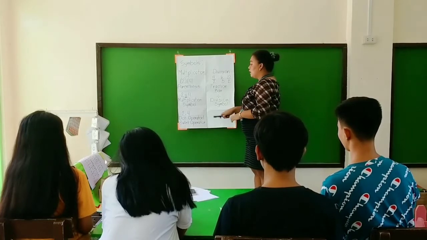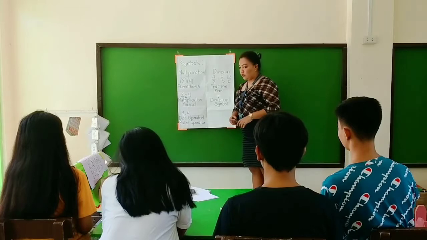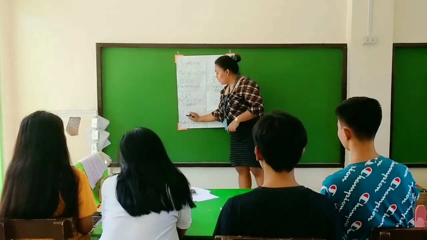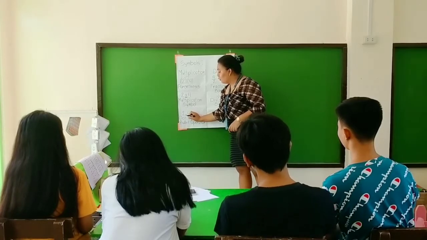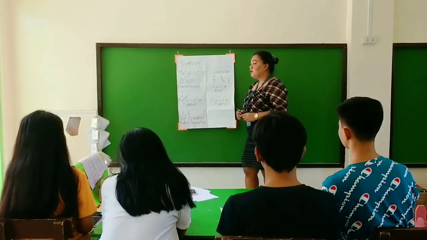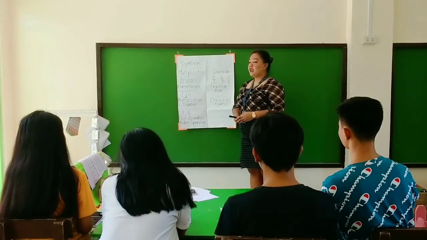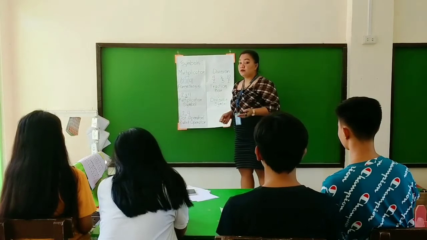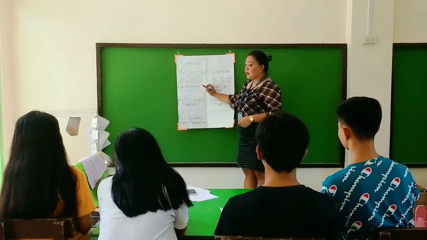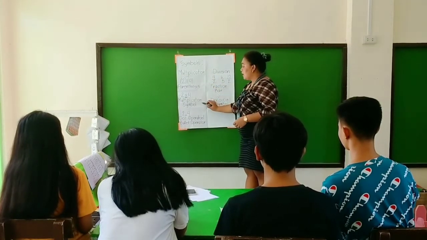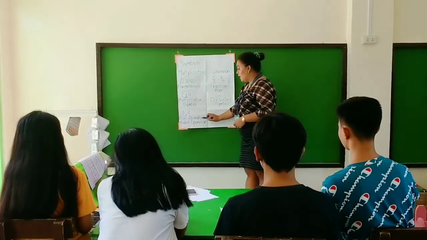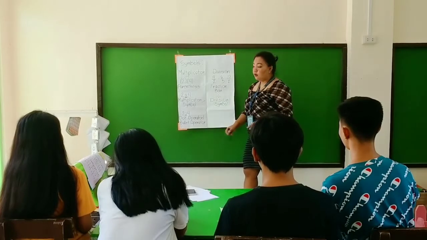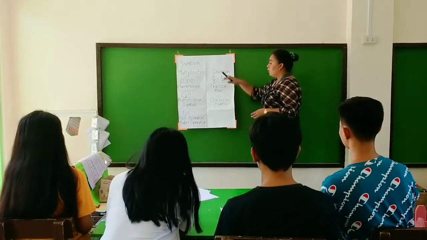Next is the dot operator or bullet operator. Did you notice this when you see it? Yes, ma'am. It is also equal to multiplication. Number 1 is parenthesis. Next is the multiplication symbol. And next is the dot operator or bullet operator. Okay, very good.